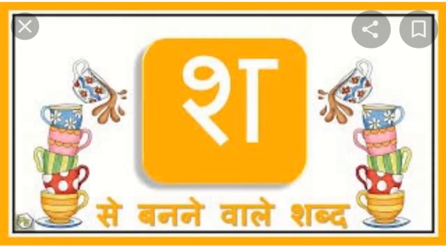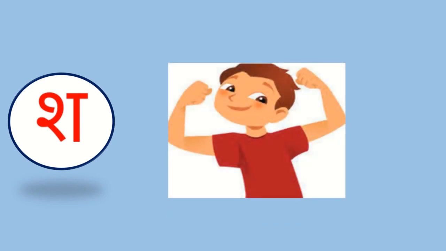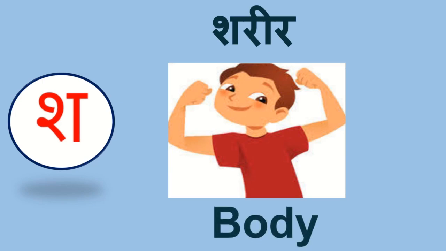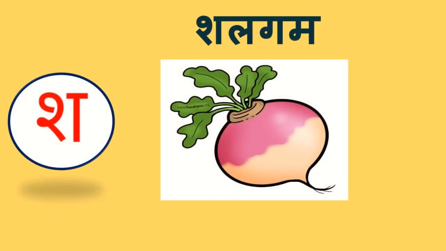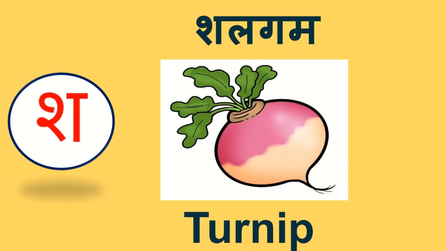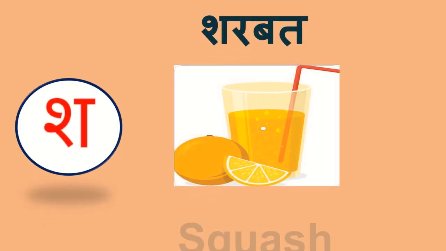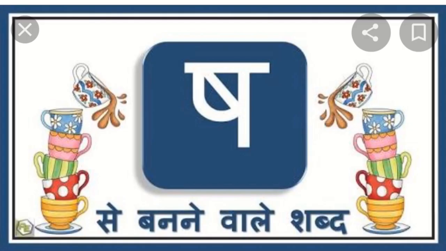Let's start with Sh. Sh se banne wale shabd. This is letter Sh. Sh say sharir. Sharir means body. Sh say shalgam. Shalgam means turnip. It's a vegetable. It's very good for health. Sh say shalgam, turnip. Sh say sharbat. Sharbat means squash.